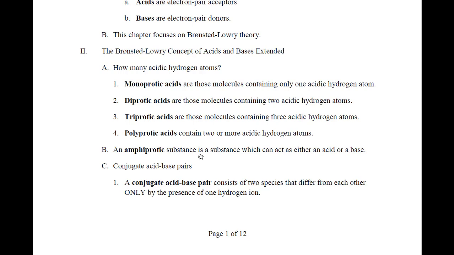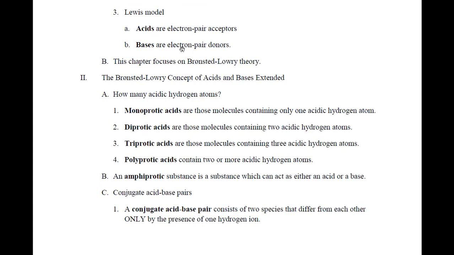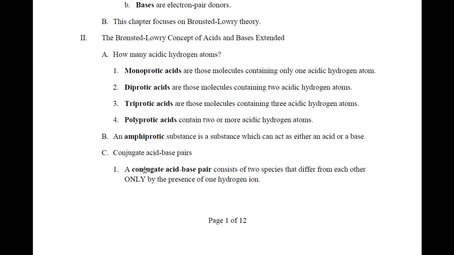When we do acid-base reactions, we do have conjugates. If you have an acid and a base on the reactant side, on the product side of the equation you're going to generate a conjugate acid-base pair. Just in general definition, a conjugate acid-base pair consists of two species that differ from each other only by a hydrogen ion. If they differ in any other way besides a hydrogen ion, they are not conjugate acid-base pairs.